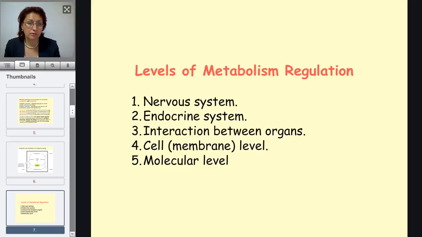Levels of metabolism regulation. There are five levels of metabolism regulation. First of all, the nervous system. Second, the endocrine system, like hormones. The third one, integration between organs, for example, the Cori cycle. Fourth, the cell membrane level, and the fifth, last, at the molecular level.